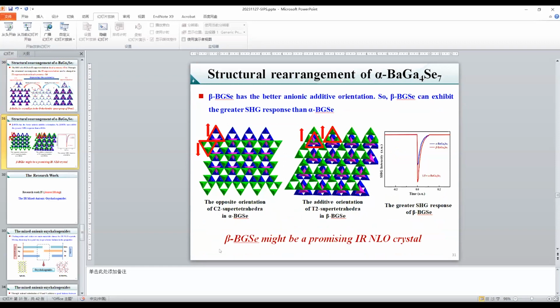And the more important thing is that we can see in beta BGSE that the T2 tetrahedra have the same orientation. So beta BGSE can generate a larger SHG response than alpha BGSE. So beta BGSE might be a promising nonlinear optical material.